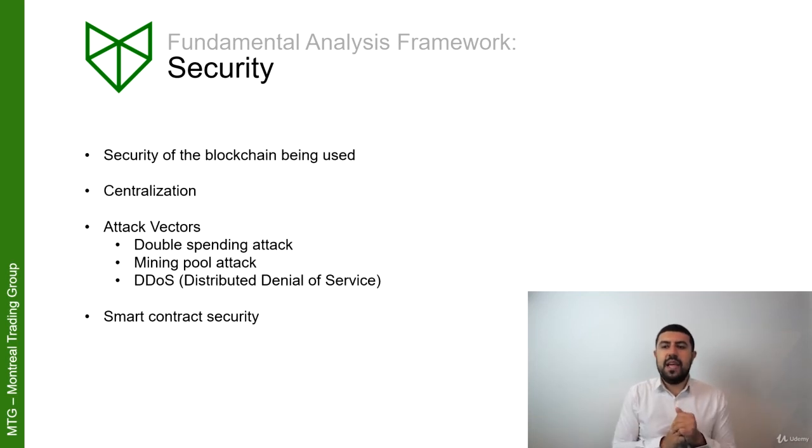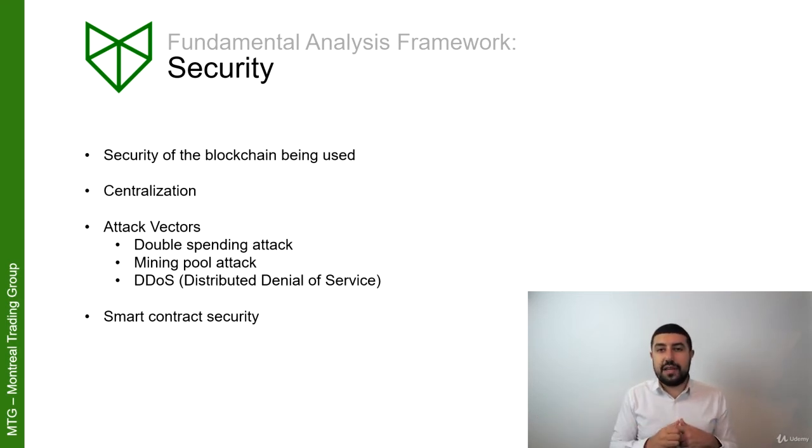Okay. Then we're going to look at security. How strong is the security of the blockchain being used? Is it a token that's using the ERC20 protocol? So it's on the Ethereum blockchain. That's pretty secure, right? Because it's a huge blockchain, huge miners, huge network. Or is it just its own blockchain that's very small and that could be attacked at one point?